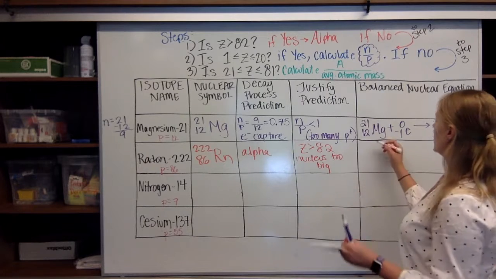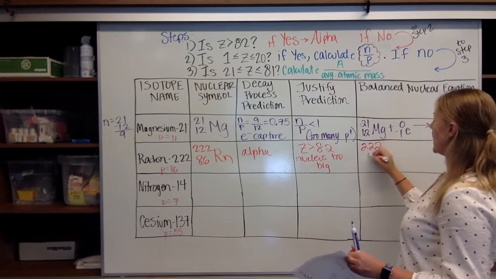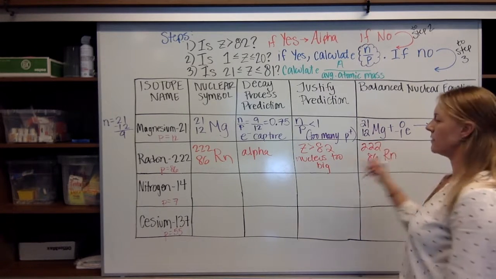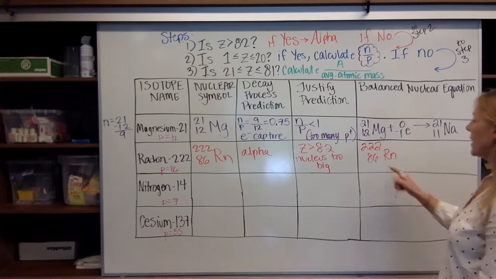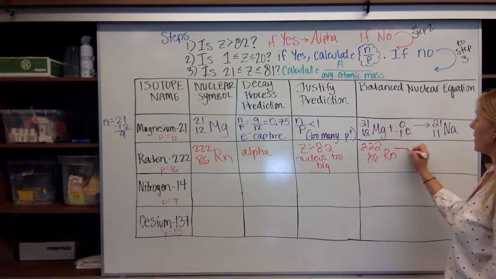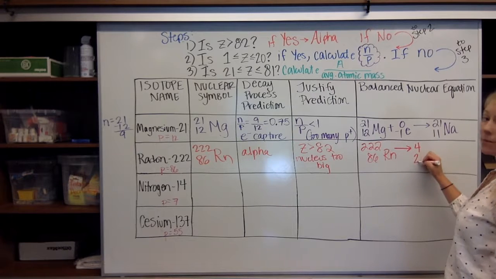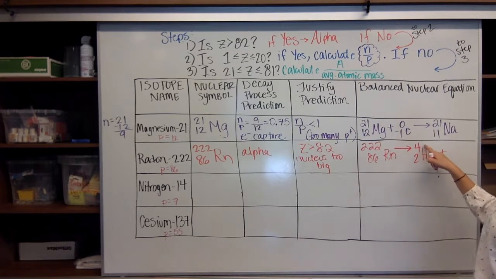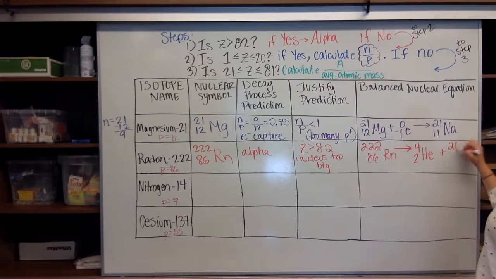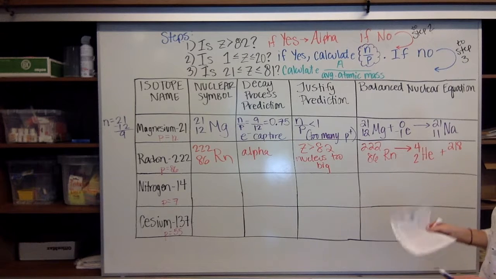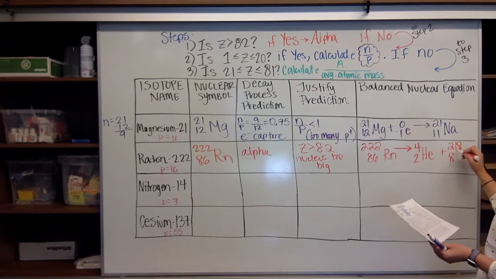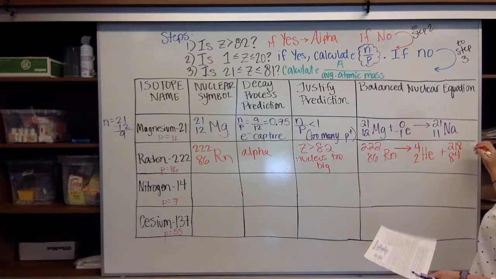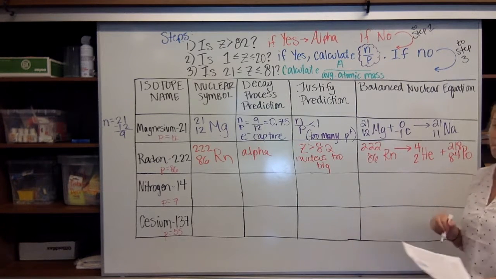We have 222, 86, Rn. It's my nuclear symbol. And we're undergoing alpha decay here. That means an alpha particle, a helium nucleus, is in the products. And 222 minus 4 will give us 218. 86 minus 2 gives us 84. And if we look on the periodic table, we see that's polonium.